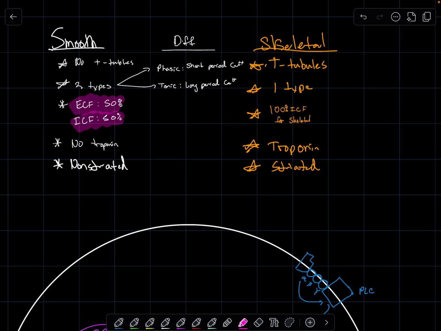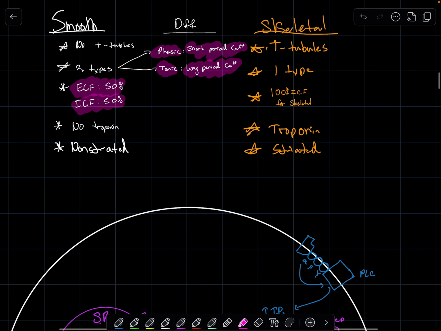Now, there are two types of smooth muscle. There's a phasic contraction, and there's tonic contraction. Phasic is short periods of calcium, and tonic is long periods of calcium. And we'll discuss those later just below this portion. Now, it's important to realize that smooth has no troponin and is non-striated. The no troponin is really important. It's a very key factor.